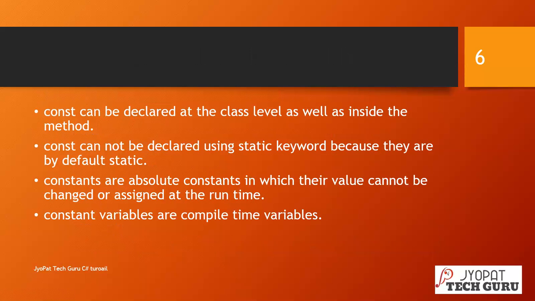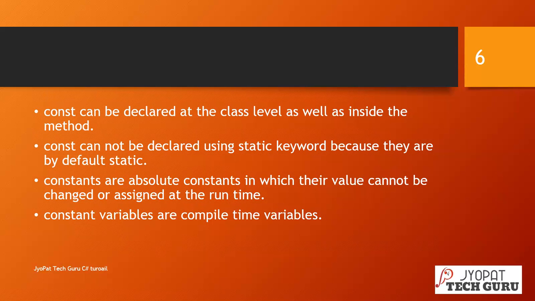Constant can be declared at the class level as well as inside the method. Constant cannot be declared using the static keyword because they are by default static. Whenever you are declaring a constant, it should be declared only with the data type, something like const int x = 10. You should not declare it with the static keyword because the default nature of the constant itself is static.